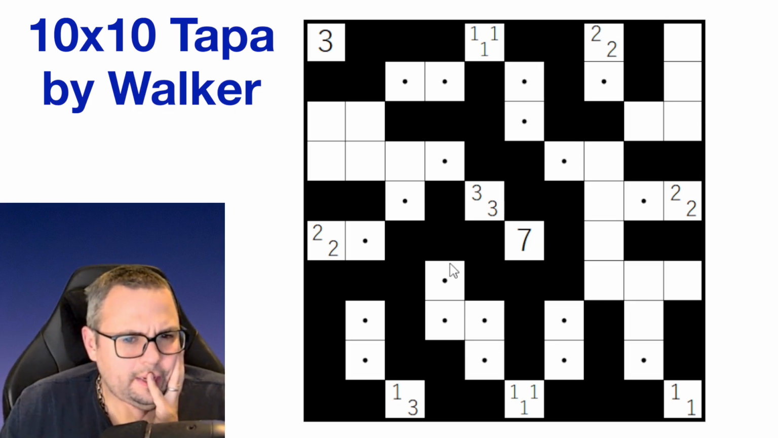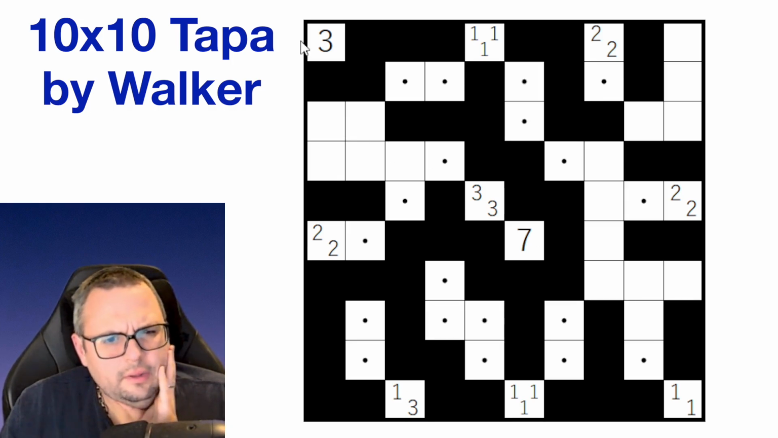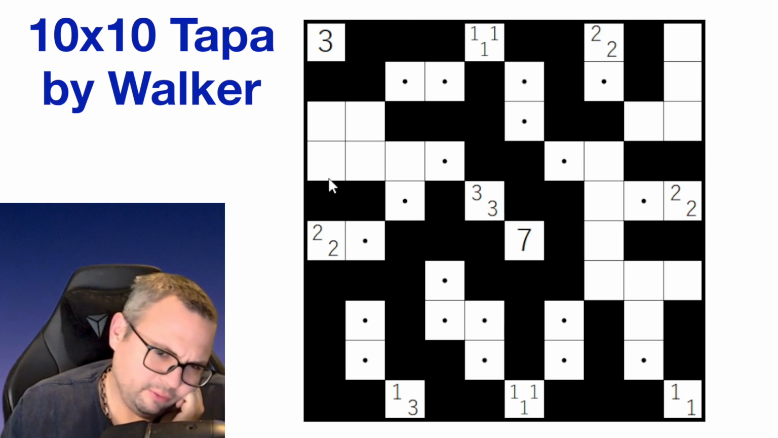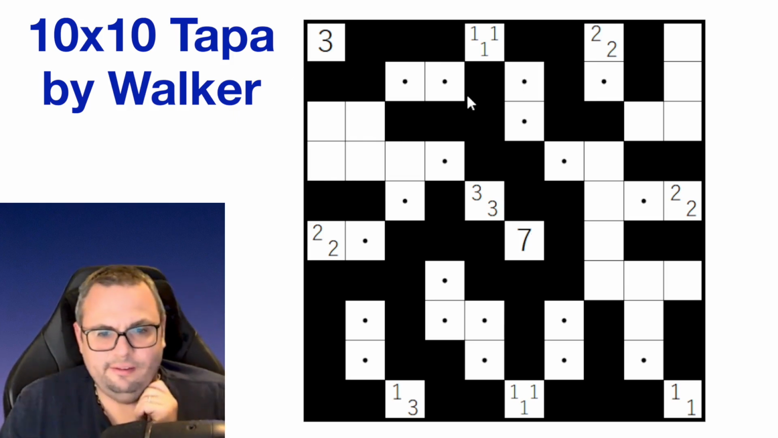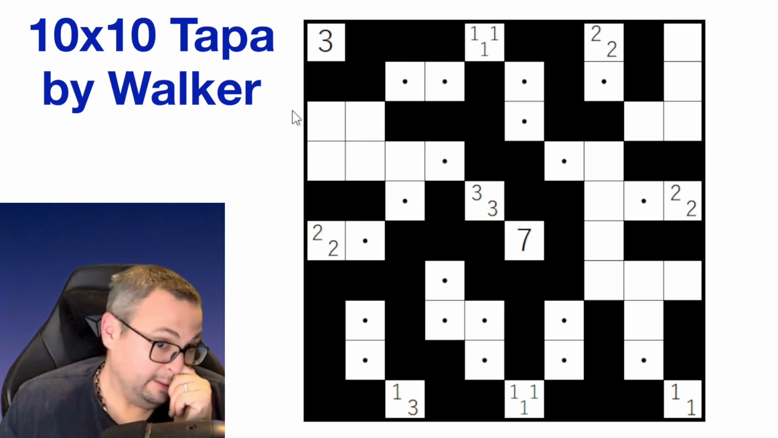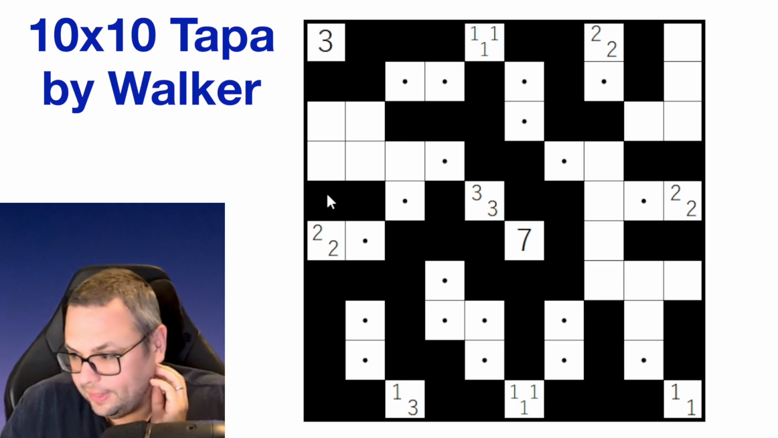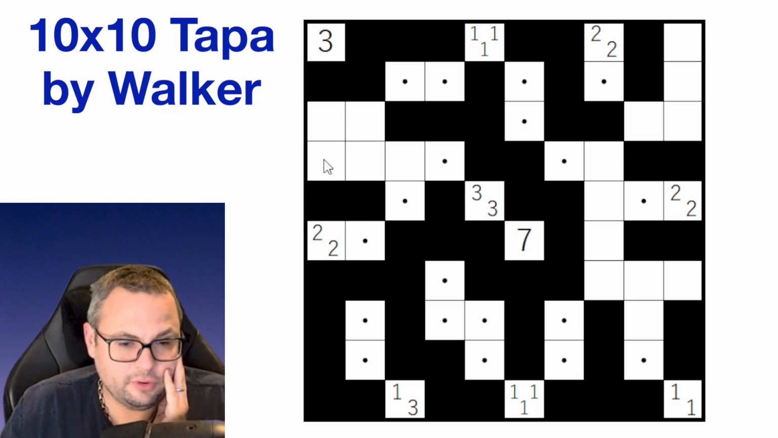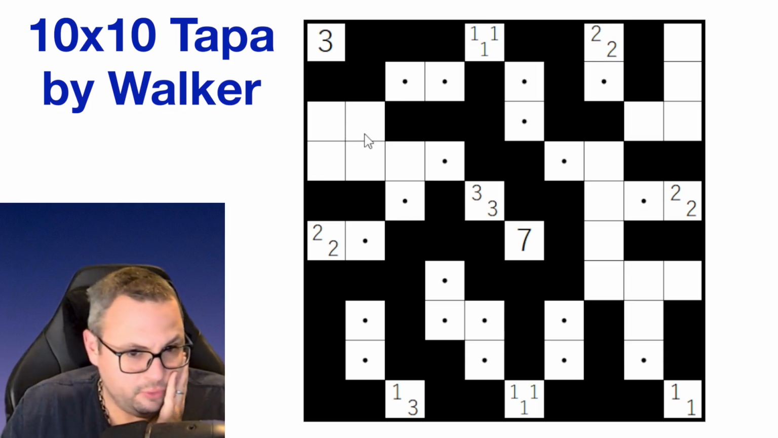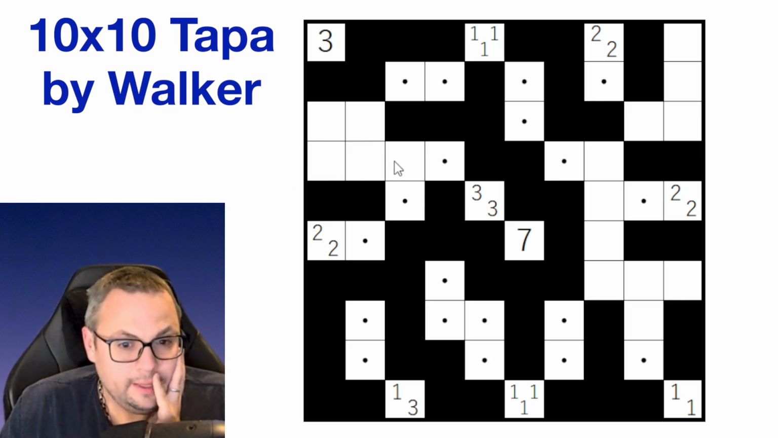Now, how do we finish this? Okay, so we're looking at this top left corner here, and we have to make sure we connect this piece and this piece. And we have to be a little bit careful about exactly how we do that, because if we just try and do it randomly, we're going to create a 2x2. And we don't want to create a 2x2.